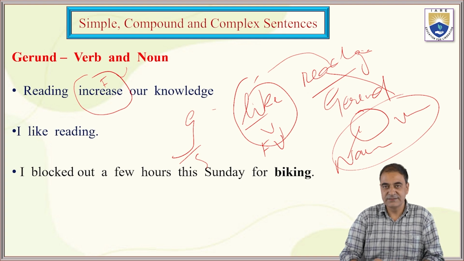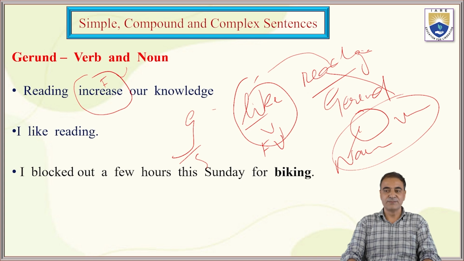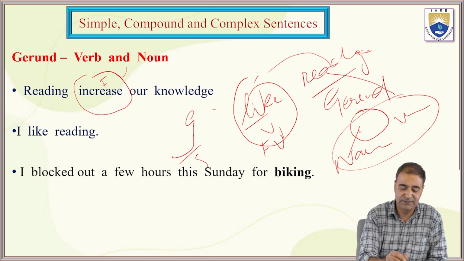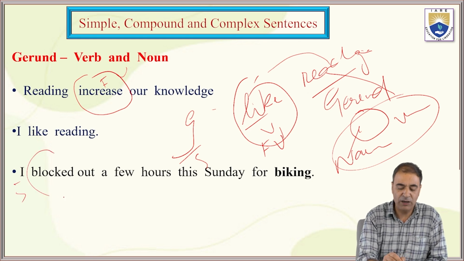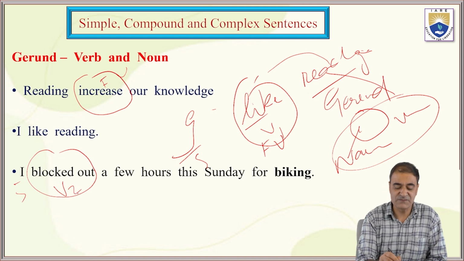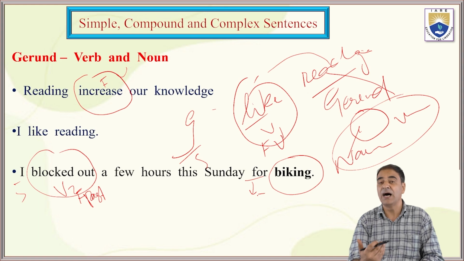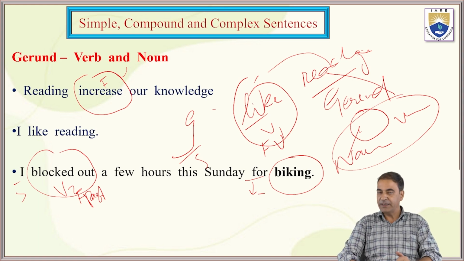And as I told you, the gerund sometimes acts as a subject of the main verb, sometimes as an object of the main verb, or sometimes as an object of the preposition. If you look at the third sentence, we have I, this is the subject, and then we have locked out, and this is a verb in second form. This is a finite verb, because it shows the past tense, the past time. And there's one more word, that's biking. And what's this for? For is a preposition. Here, biking, the gerund, becomes the object of the preposition, that is for.